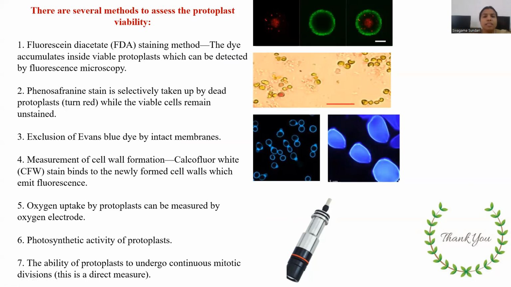So I hope you students can understand what is meant by organ culture, what is organogenesis, direct organogenesis, indirect organogenesis, somatic embryogenesis, direct and indirect. Then what you mean by protoplast, how to isolate it, and the techniques involved in the organ culture.